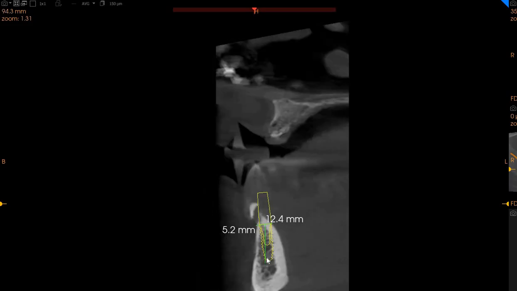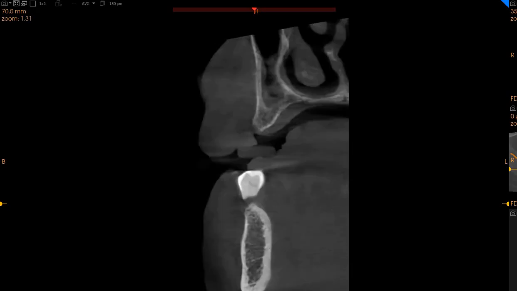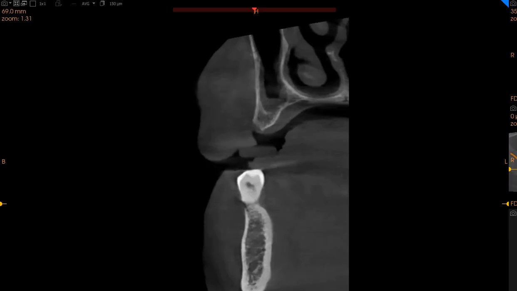In the lowers, you will have to do 3 millimeters of alveoplasty to go 5 millimeters deep with 12 millimeters of ridge width and height, and then we can place a 3.8 millimeter implant.